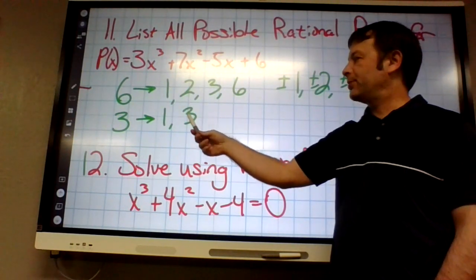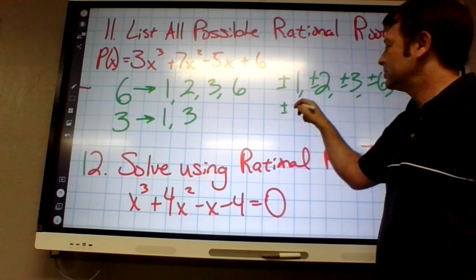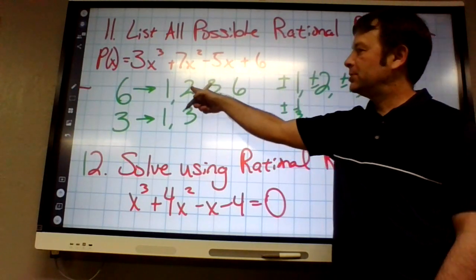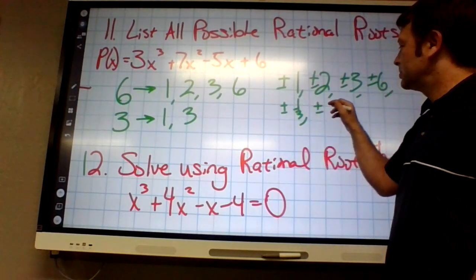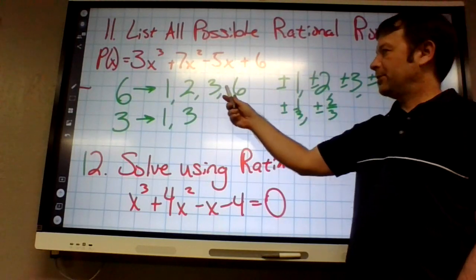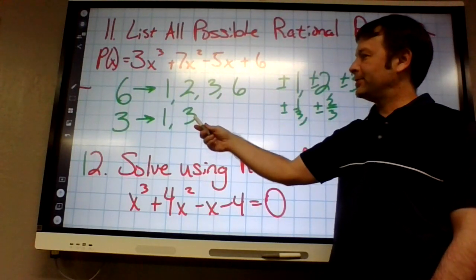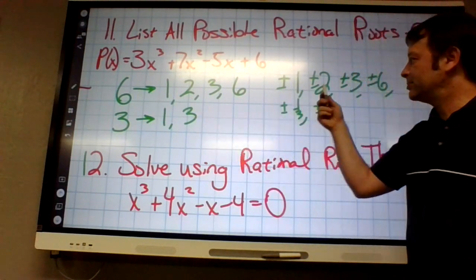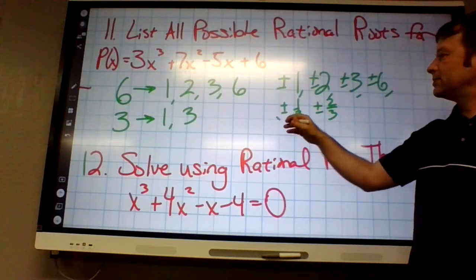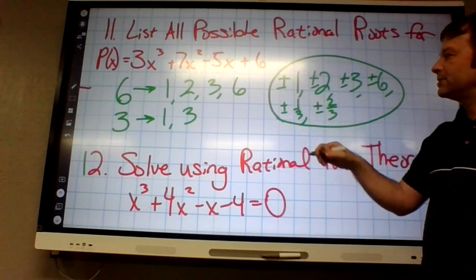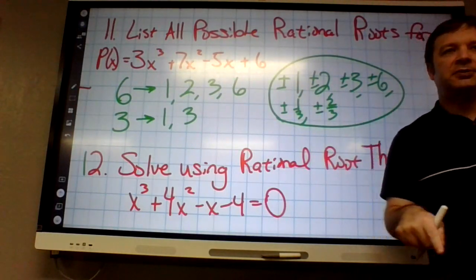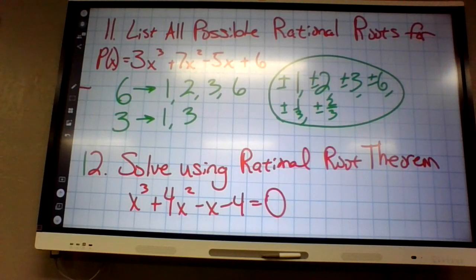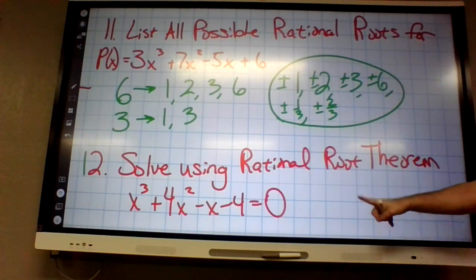1 over 3, 2 over 3. 3 over 3 is just 1, so we already got that. 6 over 3 is 2, we already got that one. So that's it. We're not solving this one, we're solving the next one.